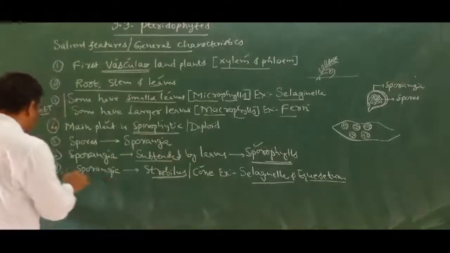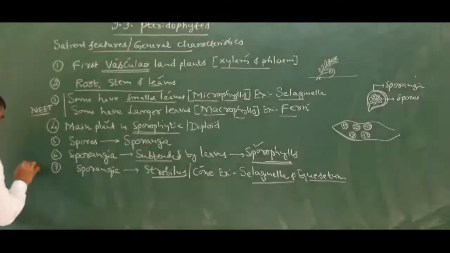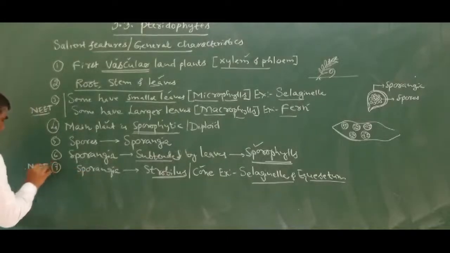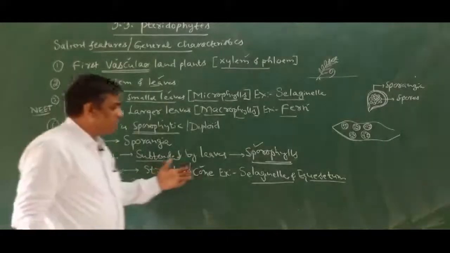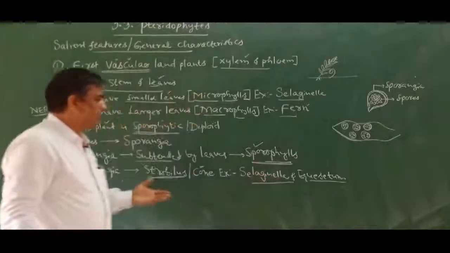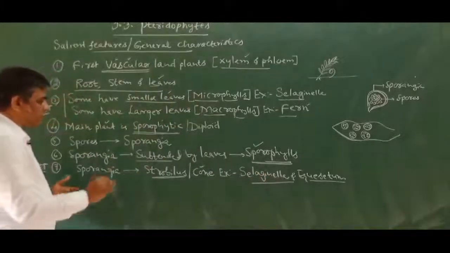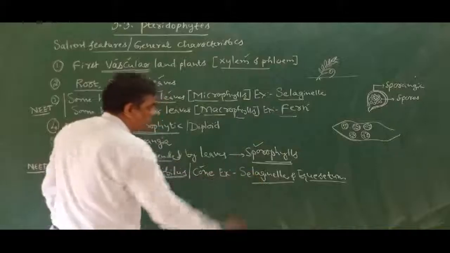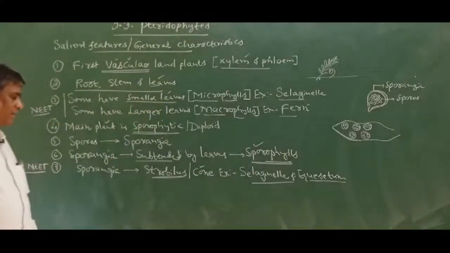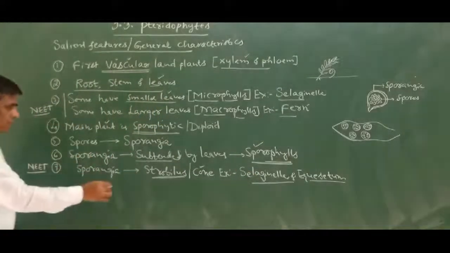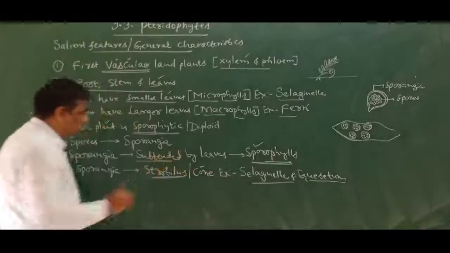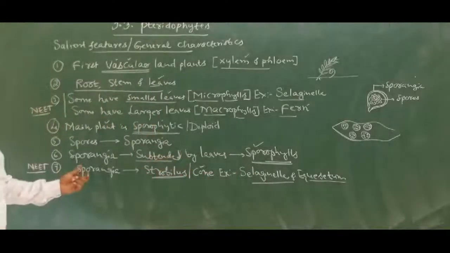This is also very, very important from the point of view of NEET. They may ask a question: in which of the following pteridophytes are cones formed? Compact structures like cones are formed. Then you have to give these examples: Selaginella and Equisetum have cones or strobili.